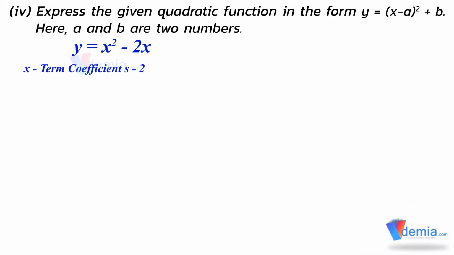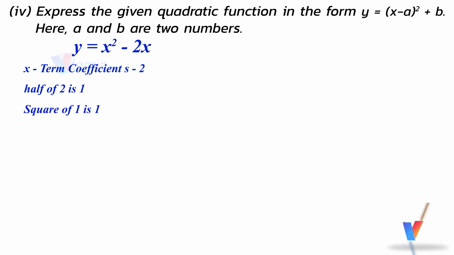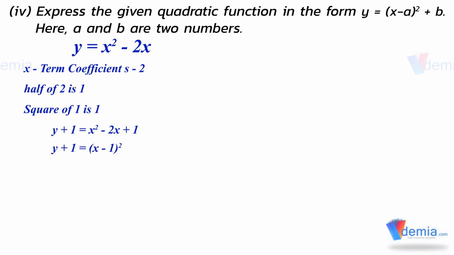So here the x term coefficient is 2. Half of it is 1 and the square of it is also 1. So add 1 to both sides of the equation. We get y plus 1 equals x squared minus 2x plus 1. We can write x squared minus 2x plus 1 as x minus 1 all to the power 2. So y plus 1 equals x minus 1 all to the power 2. Now let us make y the subject of this equation. So it is y equals x minus 1 all to the power 2 minus 1.